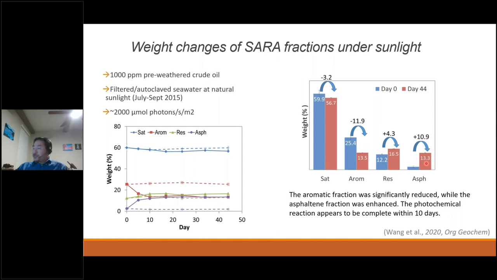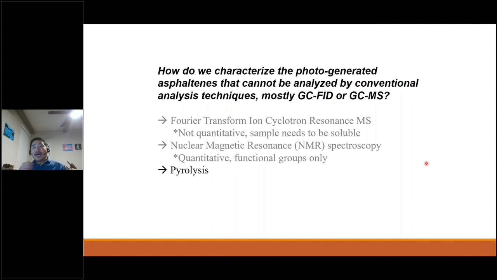So our research question turned to, what exactly is the structure of the L14, or what we call the photo-generated L14? How do we do that? That's actually not easy, right? You can't use the GCFID or the GCMS I'm talking about, because they're not really that soluble, because the structure is complex. People use this, we call it FTICR. I mean, this is really a fancy mass spectrometry, but it's not quantitative, and the sample has to be really soluble.